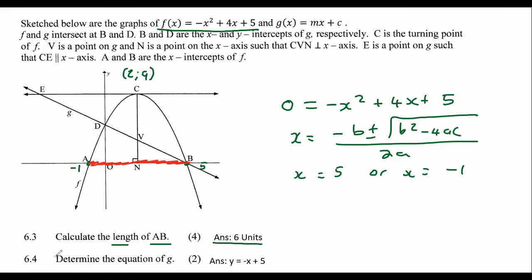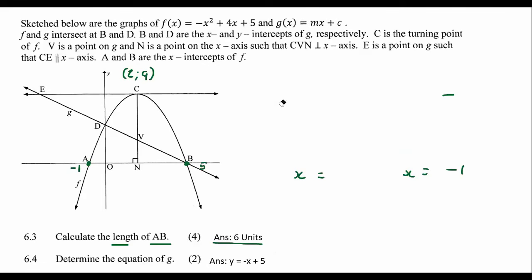Question 6.4, determine the equation of g. So that's really easy as well, guys, because it's just a straight line. And we know how to calculate equations of straight lines, right? To do that, we need 2 points. And so we know this point already, point B. It has a coordinate of 5 and 0. And then we just need one other point.